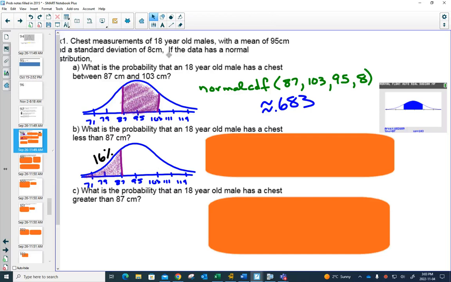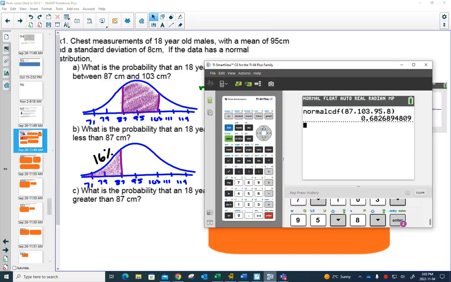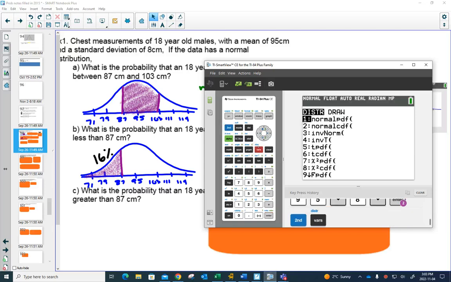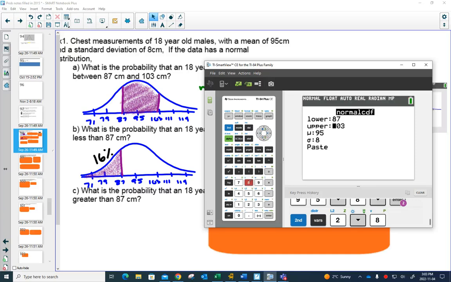But we're going to go to our calculator here, and this time, second distribution, normal CDF number 2, we need our upper one to be 87, and we need our lower one to be forever, infinity. Okay? Now, a couple of arguments could come into play. First of all, is it possible to have a chest size that's negative? Probably not. Right? That would be really weird. Even 0 would be weird.